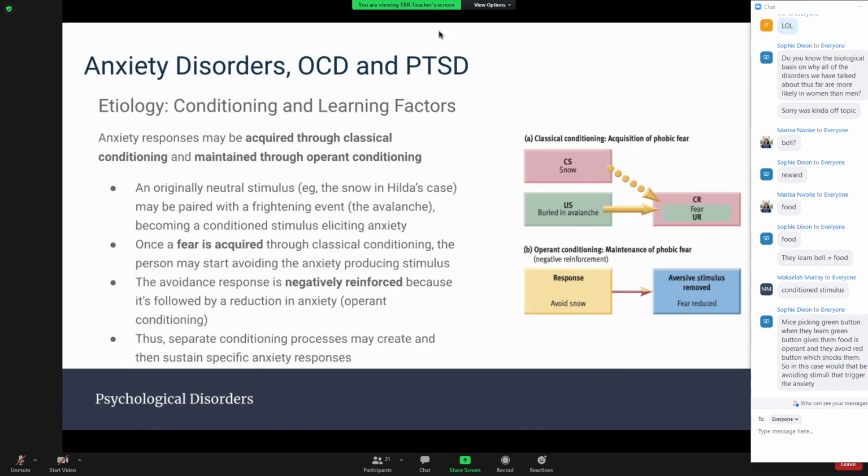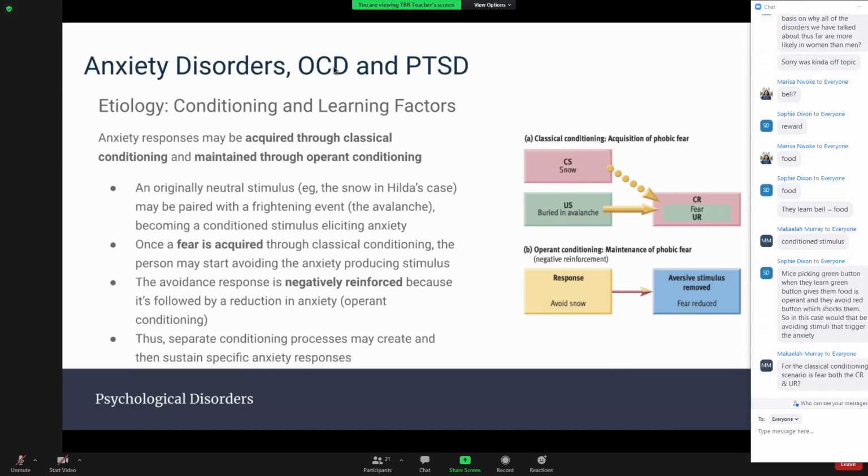So once you've acquired the fear, meaning you've created a conditioned response, then the person would start avoiding that. This is now in the realm of operant conditioning, which is called avoidance learning. This is where you avoid something to receive the reward of removing the stimulus.